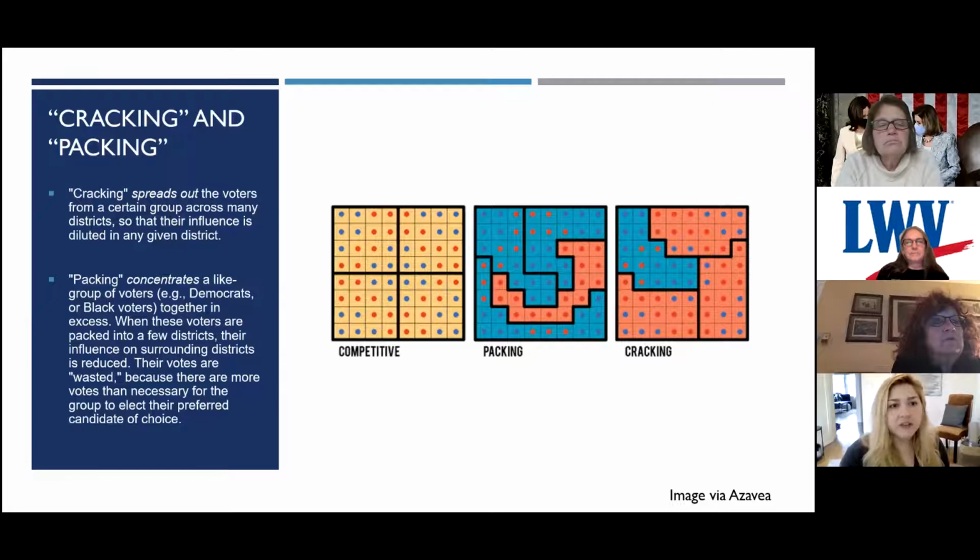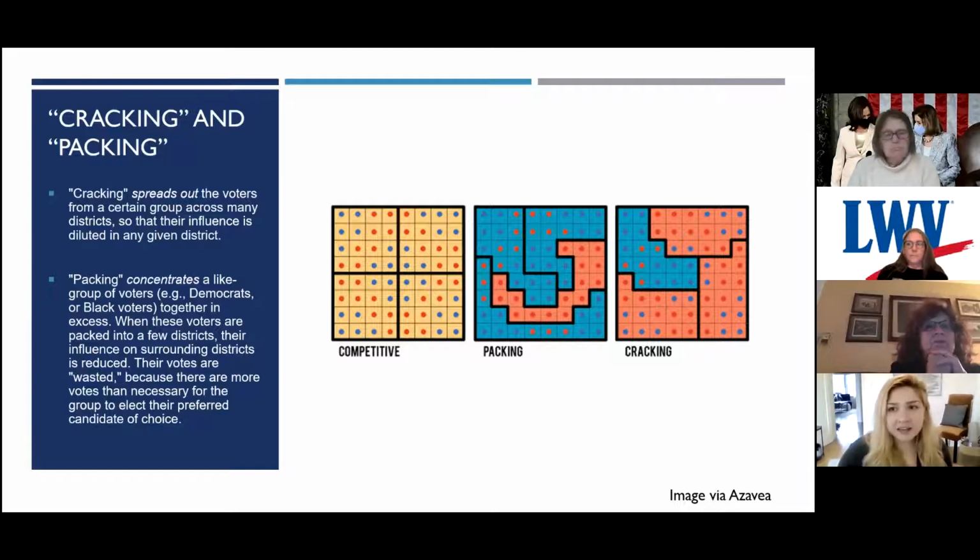Cracking essentially spreads out voters of a certain party, of a certain political ideology, or a certain community of interest. So whether that is a minority community or an ethnic community, and it spreads out their vote over multiple districts so that their voting power is not as strong as the other people living in that district because there's only a few of them versus there's a lot of the other kind of people.